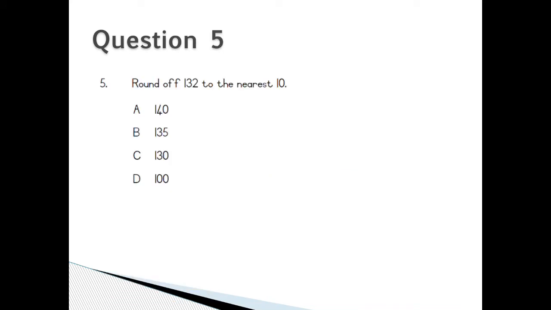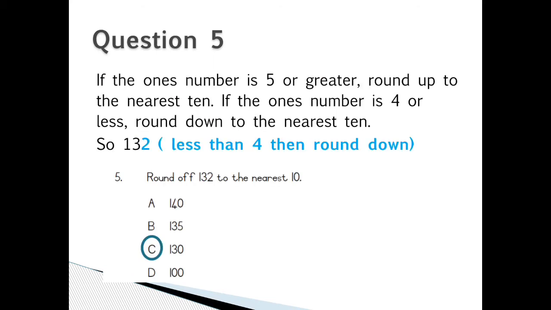Round off 132 to the nearest 10. Is it A, 140, B, 135, C, 130, or D, 100? If the ones number is 5 or greater, round up to the nearest 10. If the ones number is 4 or less, round down to the nearest 10. So 132 is less than 4 in the ones place, so we will round down. So question number 5's answer is C. 132 rounded off to the nearest 10 is 130.